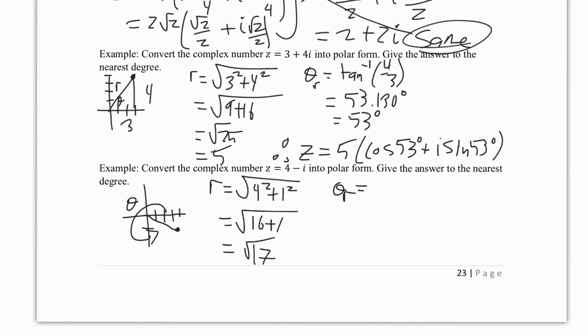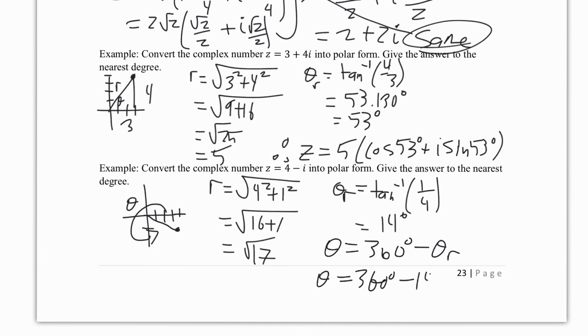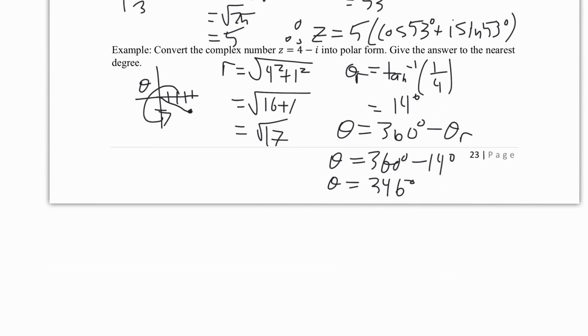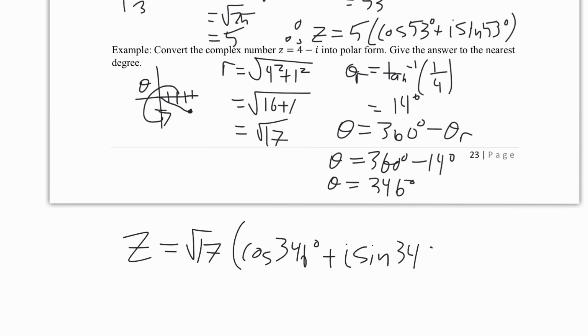Now to find the angle, we're going to find the reference angle first. So we'll do tan inverse of 1 over 4, which will give us 14 degrees if we round to the nearest whole number. Now that means that this little angle in here is 14, so to find the full angle we have to do 360 minus. So theta is going to be 360 degrees minus the reference angle. So 360 degrees minus 14 degrees, and theta is going to be equal to 346. Well, that tells us then that we have z is equal to root 17 cos 346 degrees plus i sine 346 degrees.